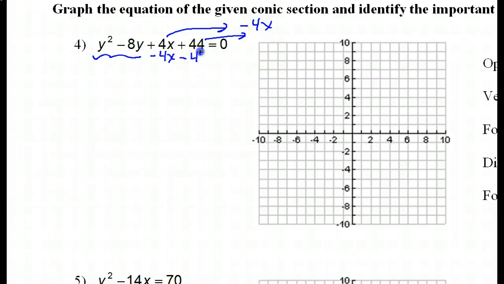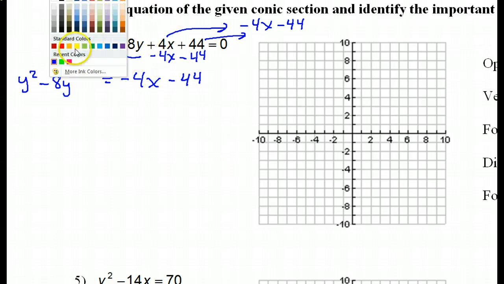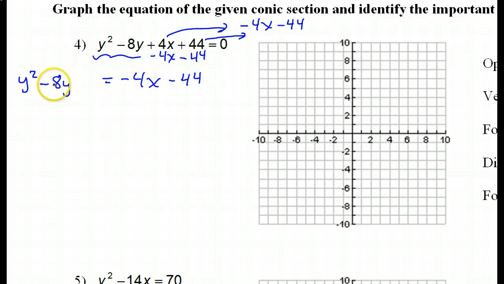And I'm going to subtract 44 from both sides. Alright, that is going to give me y squared minus 8y, leaving a space to complete the square, equals, now I've got this, negative 4x minus 44. Now I complete the square. So half of this is 4. 4 squared is 16. Please remember to add 16 to both sides. Common mistake is to leave that out.